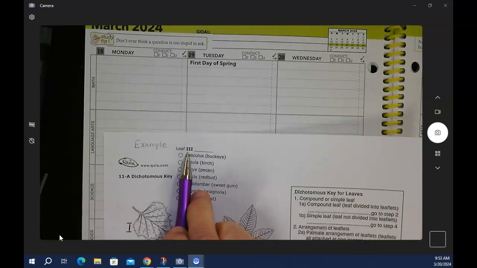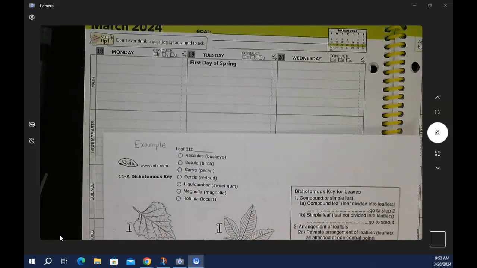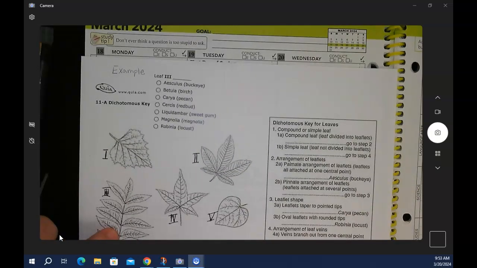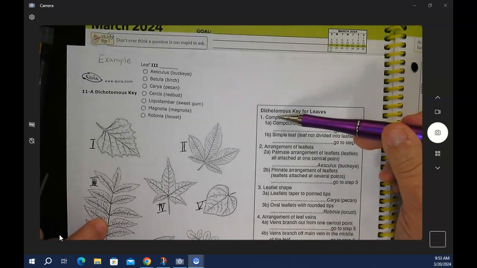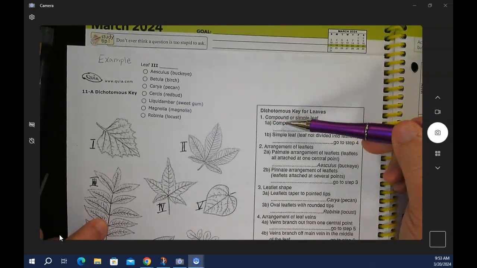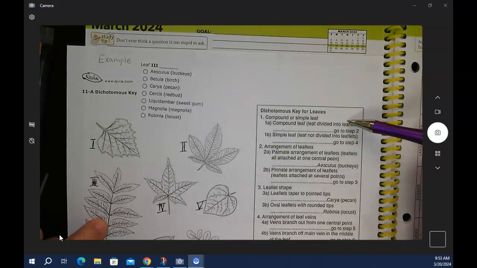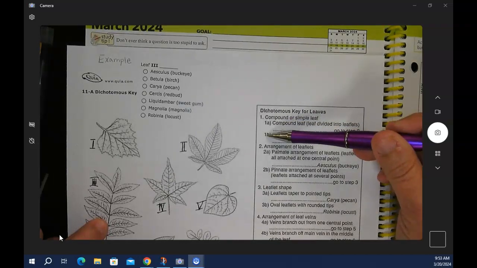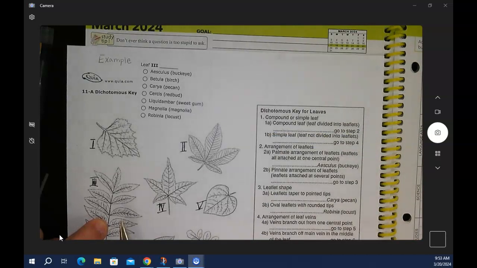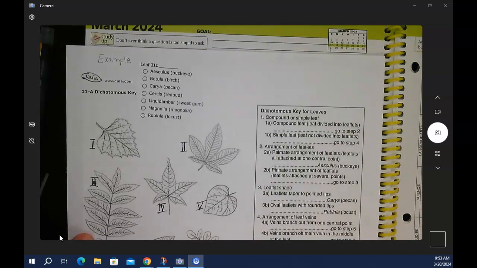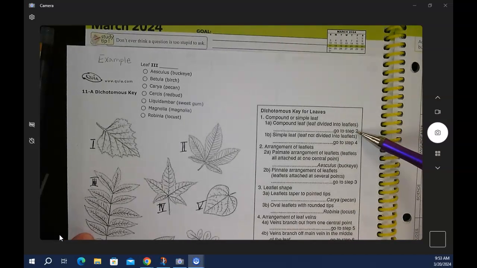We're going to look at leaf 1, 2, 3. So leaf 3 is the one we're looking at as we go through these questions. And it says, number 1, 1A says compound leaf, which is a leaf divided into leaflets. And 1B is simple leaf, leaf not divided into leaflets. So we look at this. Does this look like it's divided into leaflets? Yes. So we go to step 2.